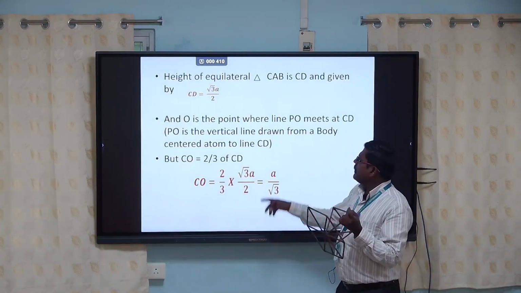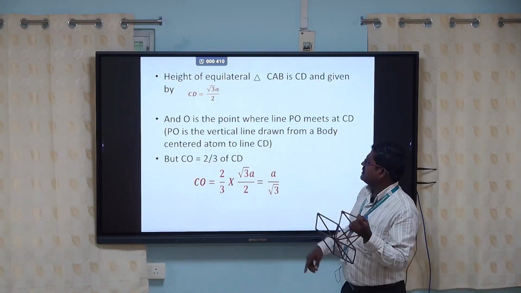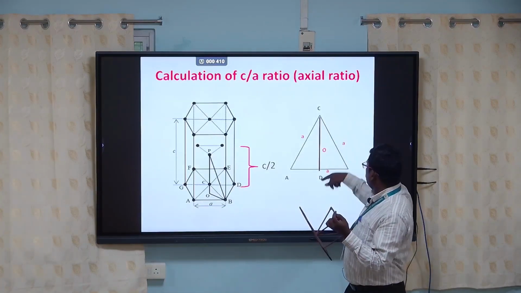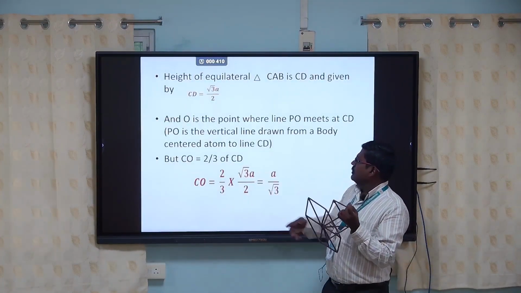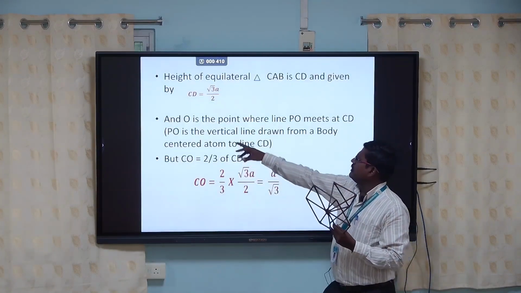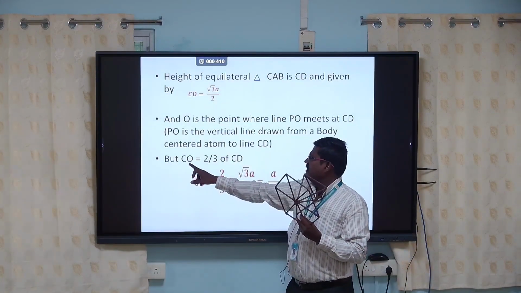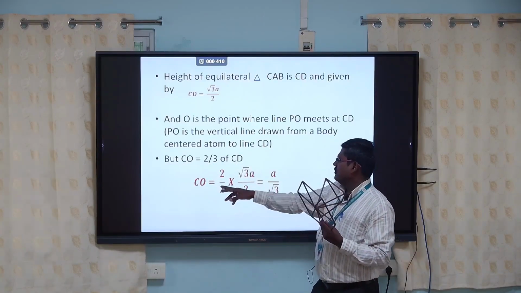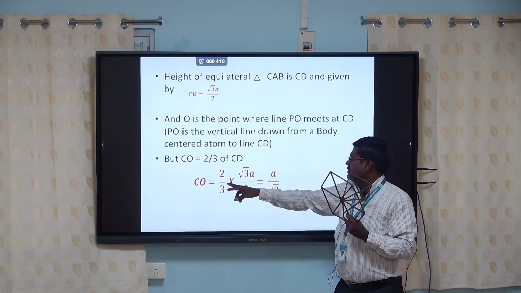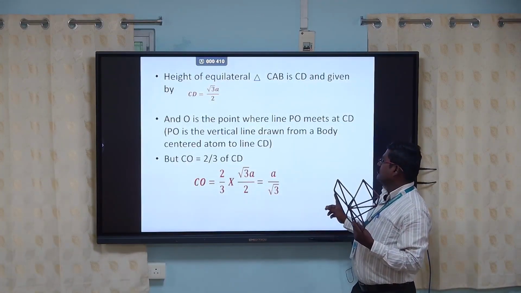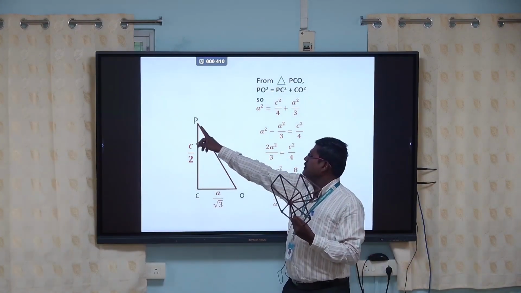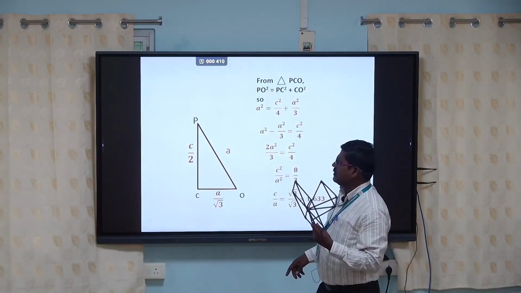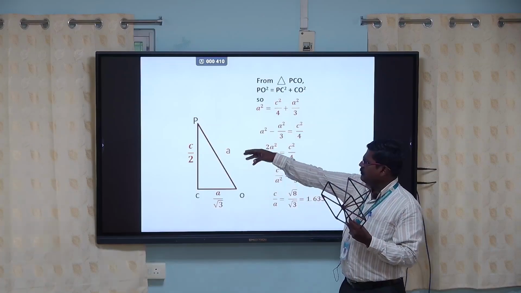And O is the point where line PO meets at CD. You can see here O is the point where this line meets. So we have to find the value of CO, and CO is nothing but 2/3 of CD. So if you calculate CO, we get CO as A by root 3. So we have this triangle, and we have all the values P, CO and PC.